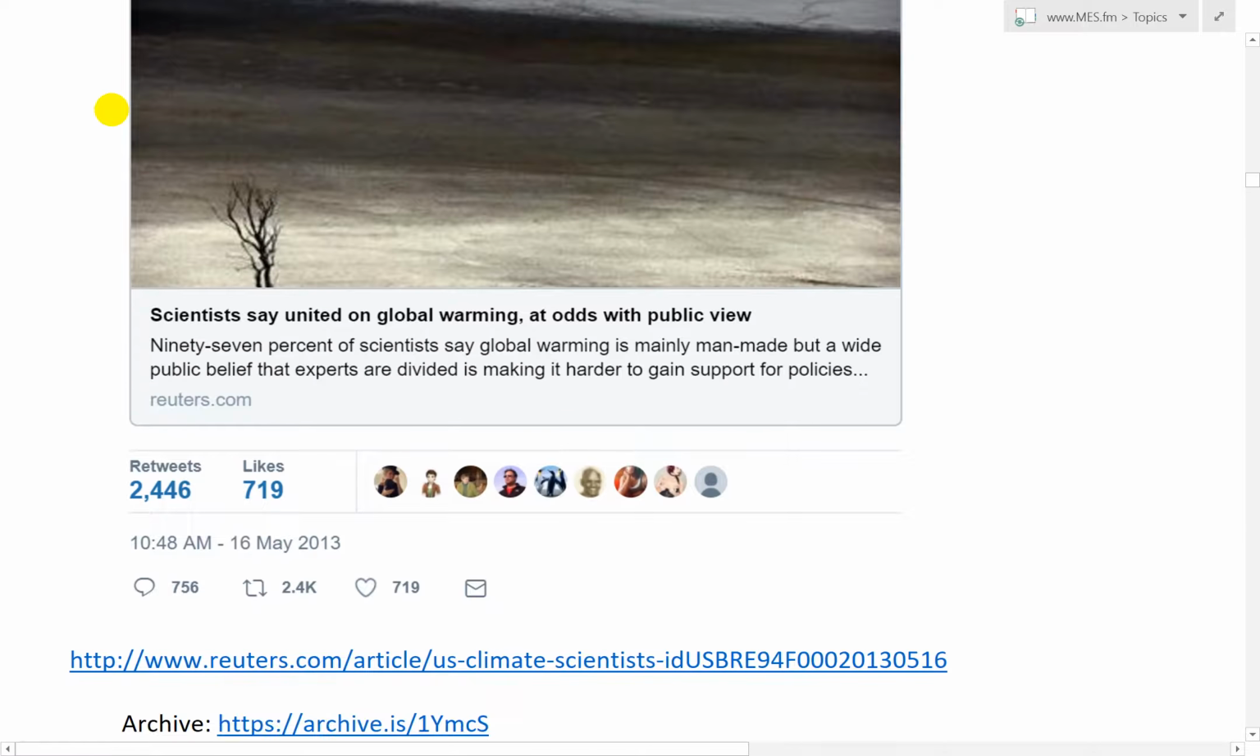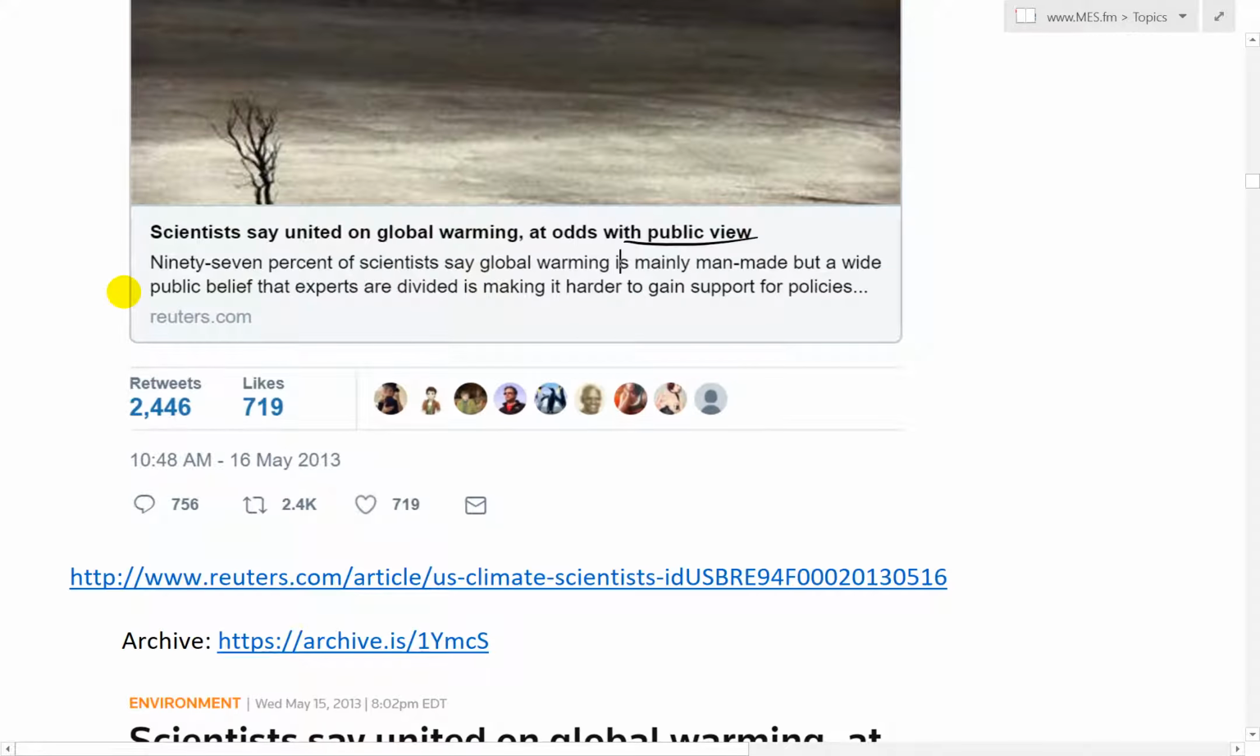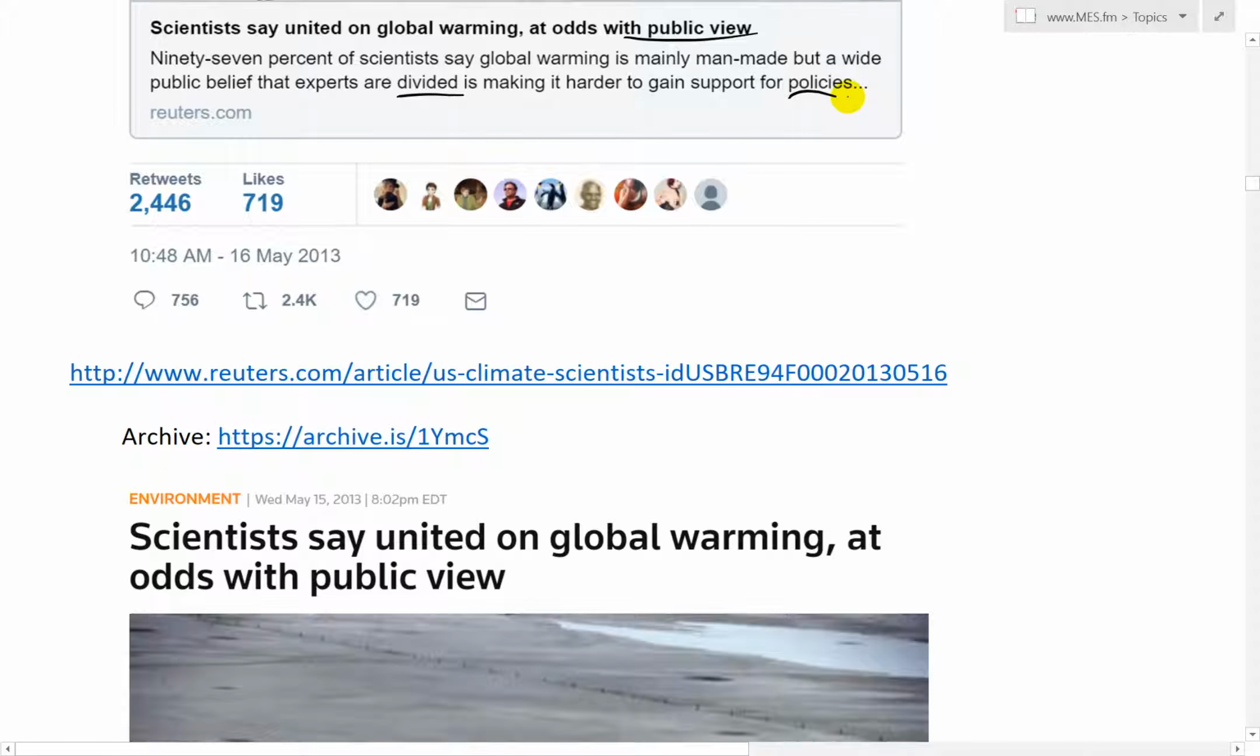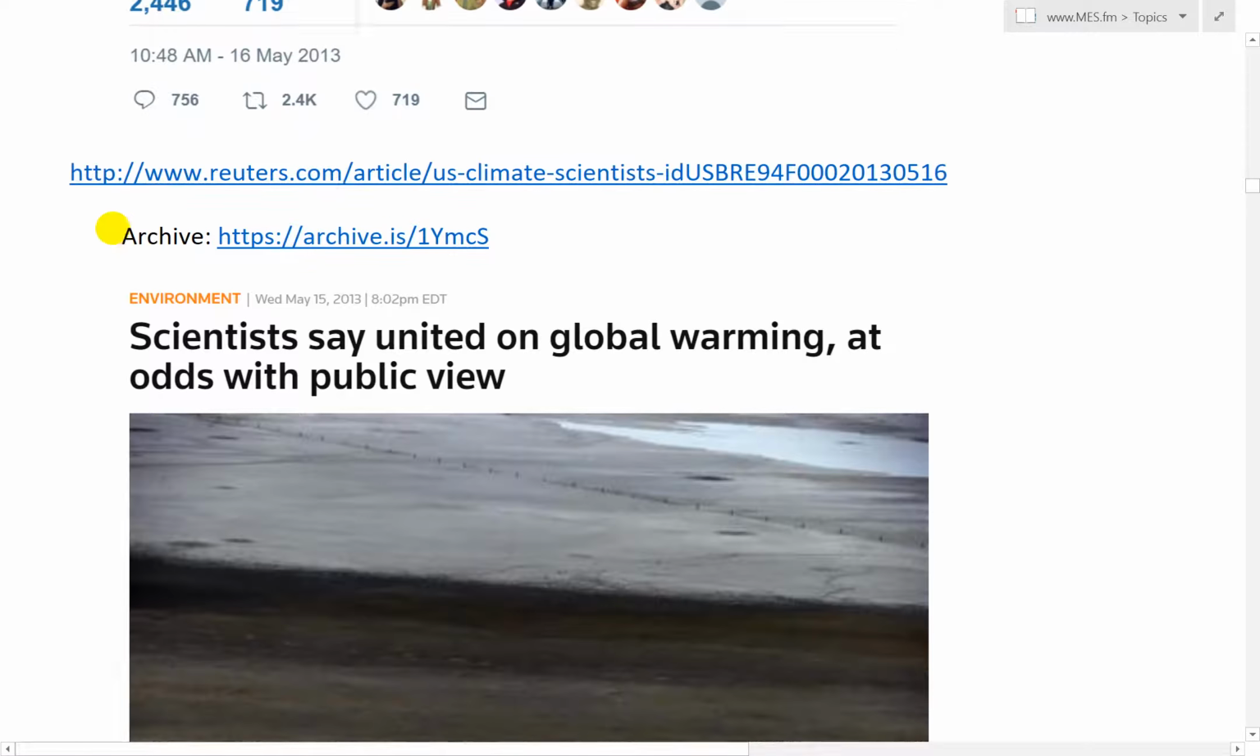Read more, and there's a link to a Reuters article. Scientists say united on global warming at odds with public view. So yeah, the idea is change public perception. 97% of scientists say global warming is mainly man-made, but a wide public belief that experts are divided is making it harder to gain support for policies. And is there any doubt what the agenda is?